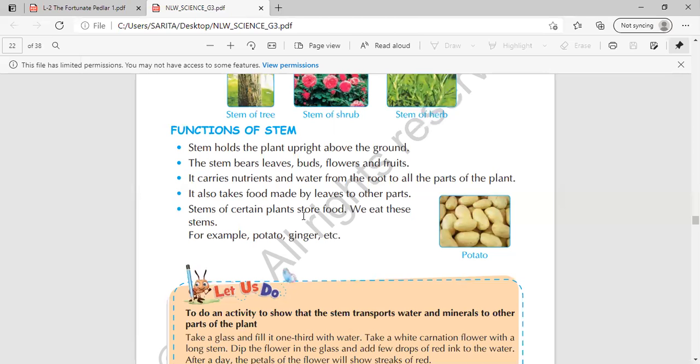Stems of certain plants store food. Some stems store food in themselves and we eat these stems. For example, we eat potato and potato is a stem. Ginger is also a stem and we use it in our food. We cook them and we eat them as our food. So we eat some stems, right?